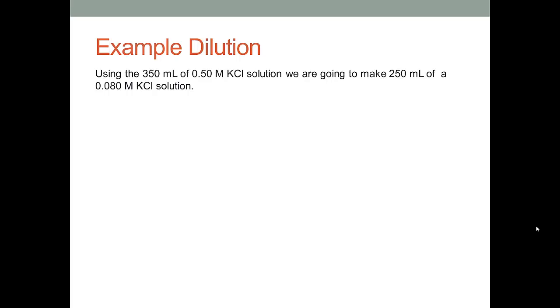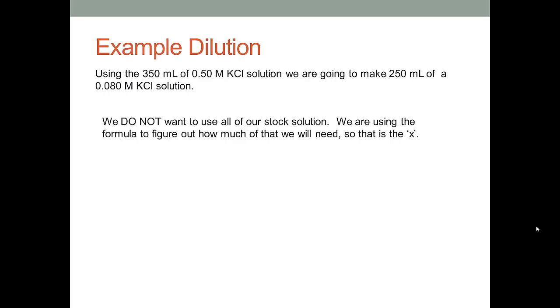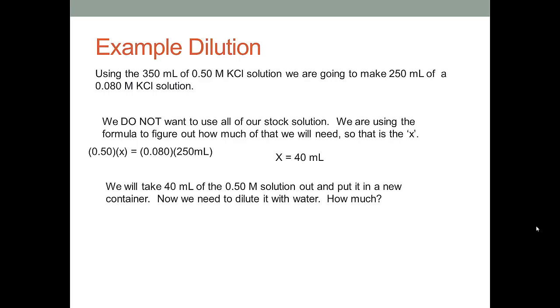Using the 350 milliliters of our 0.50 molar potassium chloride solution, we're going to make 250 milliliters of a 0.080 molar solution. We do not want to use all of our stock solution, so we're going to use our formula to figure out how much of that concentrated 0.50 molar solution we're going to need to dilute it to 0.080 molar. When we set up our formula, our X is going to be what volume of the stock solution, or the 0.50 molar solution. When you solve that, your X is equal to 40 milliliters. You'll notice my volume is consistently milliliters there.